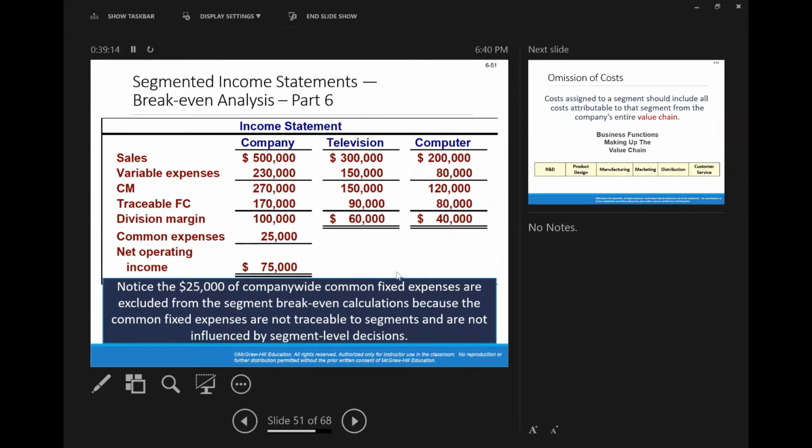Okay, so notice that the 25,000 is excluded from the segment break-even calculations because the common fixed expenses are not traceable to the segments and are not influenced by the segment levels. So you would just not include those. If you're asked to do the segment, just don't include those common expenses that you can't trace to one of those segments.